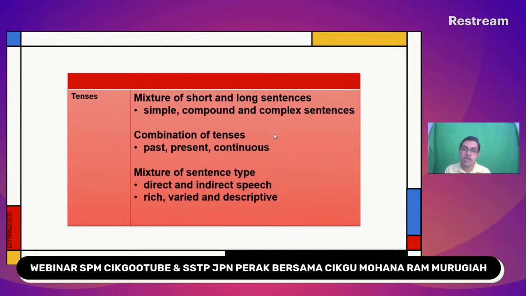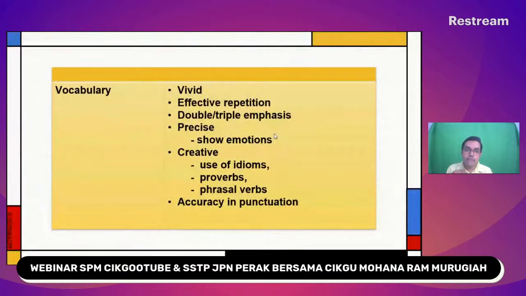Now, when you're writing a simple narrative, these are the few things that you have to consider. A mixture of short and long sentences; simple, compound, and complex sentences; a combination of tenses, use past, present, and continuous if required. But if the story is entirely in the past, then write in the past. A mixture of sentence types, direct and indirect speech, rich, varied, and descriptive. All these I have explained in more detail on my YouTube channel, so you can go and visit it.